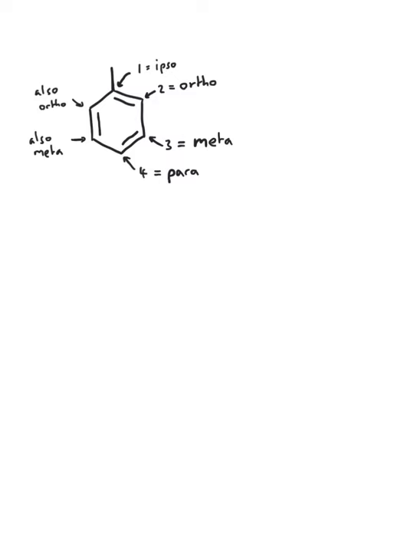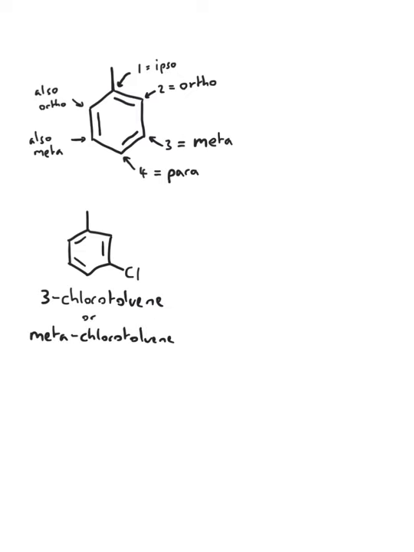So let's take toluene, right? The methyl group is on the 1 position. We would say it is ipso. The position adjacent to the methyl position, or the 2 position, is referred to as ortho. The 3 position is meta, and the 4 position is para. So for example, this structure here can be 3-chlorotoluene or meta-chlorotoluene.